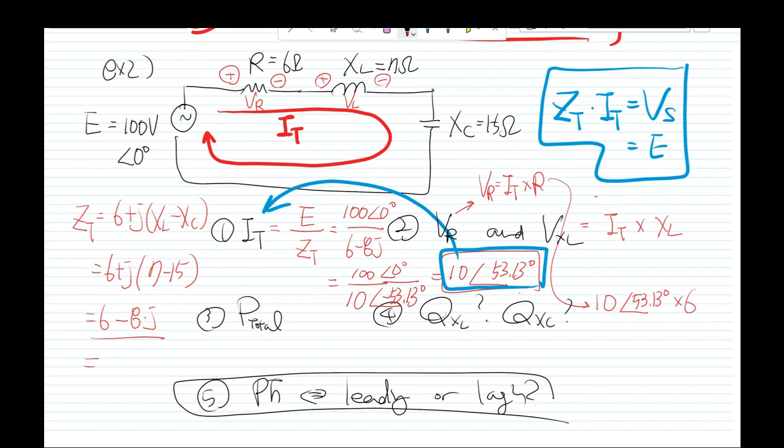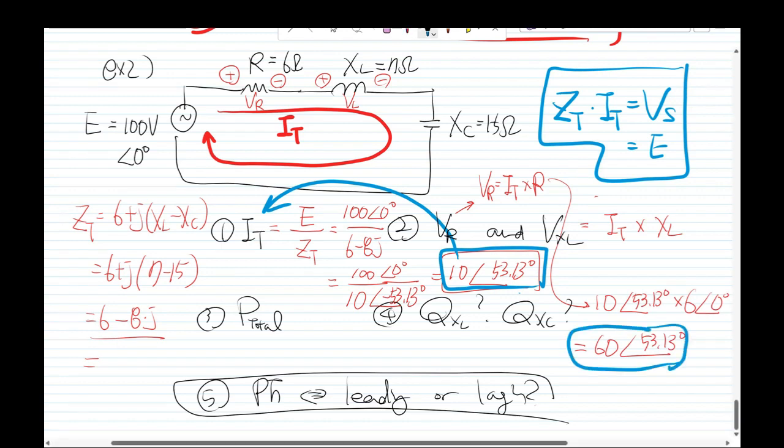6 ohm. Usually you make a conversion, it's like 6, 0. It's the same, so 60, 53.13. So that was the answer. Oops, I'm sorry. That was the answer for the V sub R.